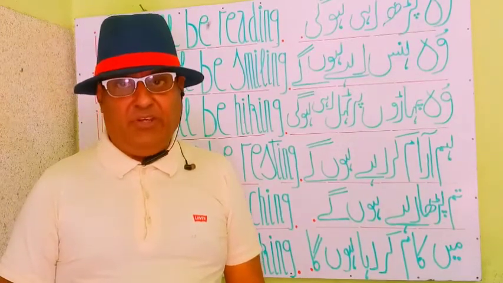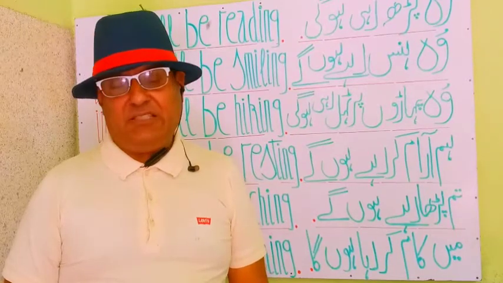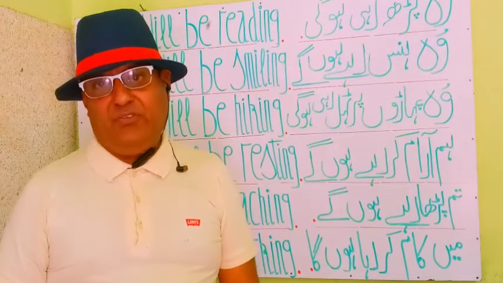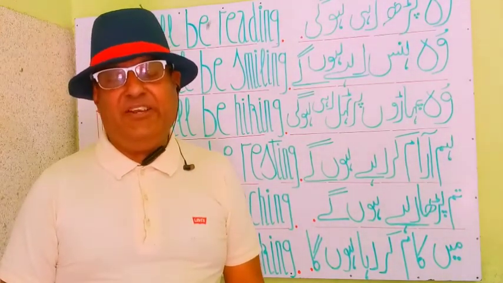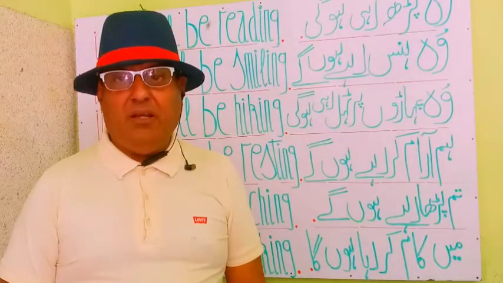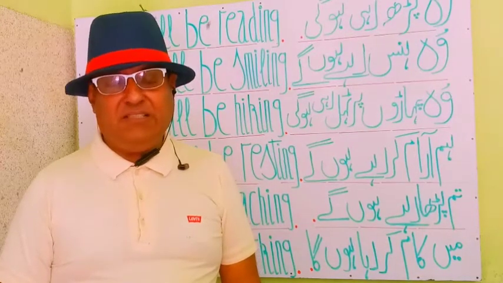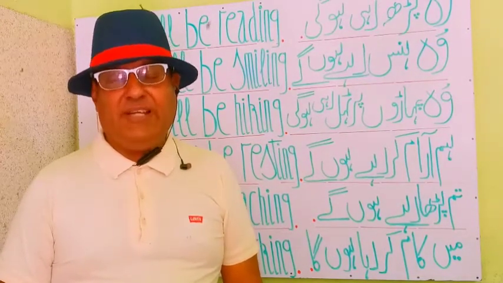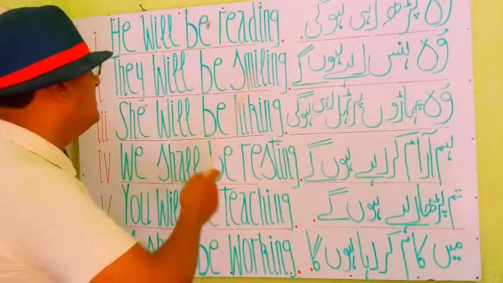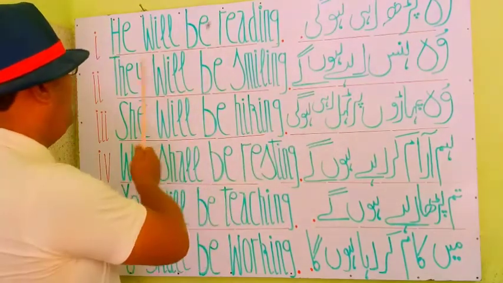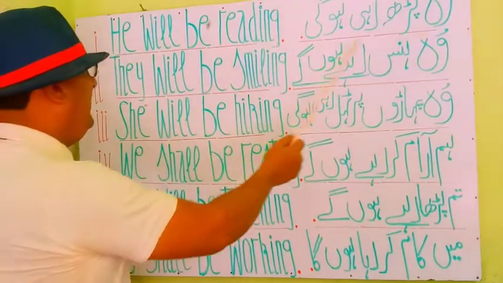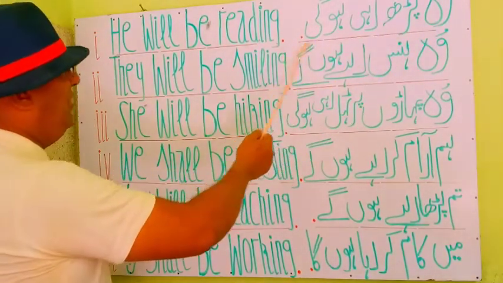We have seen 5 or 6 statements in this tense, and all the sentences indicate that the work will be starting in coming time, in future time. Let's repeat these sentences once again. आइए इन जुमलों को एक बार फिर से दोहरा देते हैं. First one is वो पढ़ रही होगी. She will be reading.